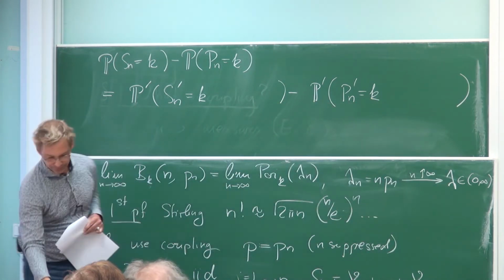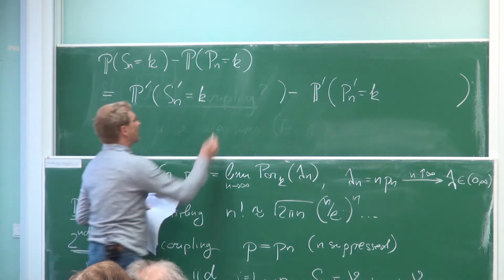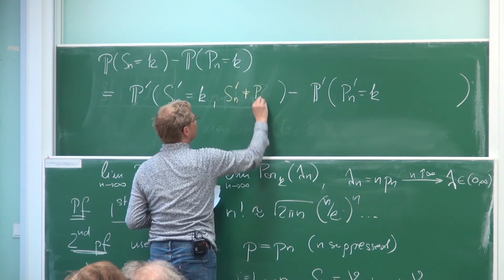So far nothing has happened, but now I start to play. Because I'm on the same probability space, I can look at the probability that Sn prime is not Pn prime.